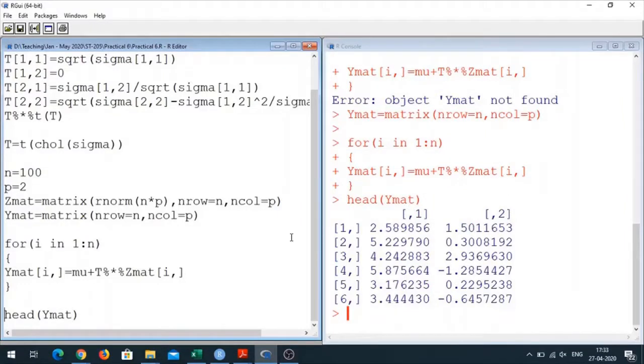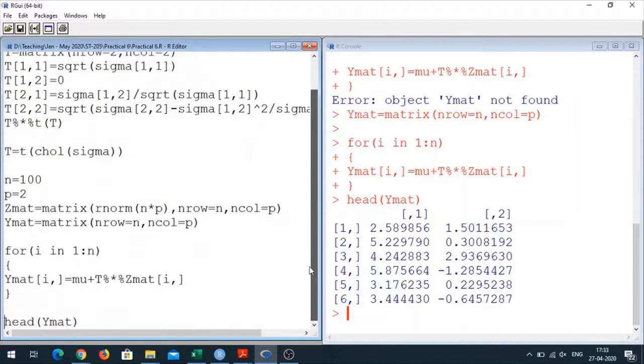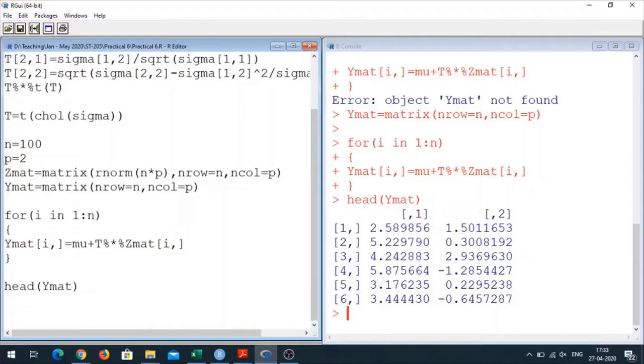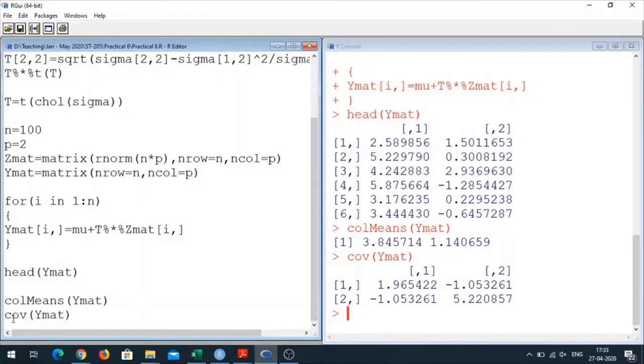Okay, does this seem reasonable? Yes, the mean is 4, so these are roughly near 4. This mean is 1, so these are roughly near 1. A better way to confirm would be to check the mean and variance of this new data. So I can compute colMeans of Y mat, and this is quite near 4, 1, and then variance, so cov of Y mat, this is quite near 2, minus 1, minus 1, 5.